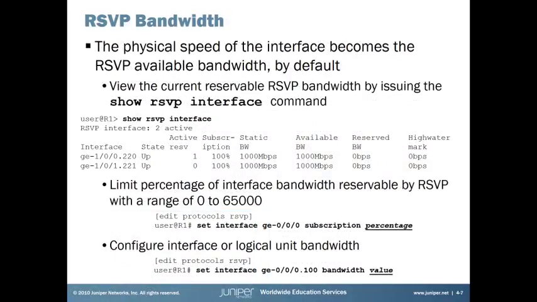So RSVP bandwidth, let's take a look at this. The physical speed of the interface becomes the RSVP available bandwidth by default. So here's an example of an interface which is a 1 gig interface. If we take a look at show RSVP interface, we see that this interface is a 1 gig interface and all the bandwidth is available to be reserved by RSVP.